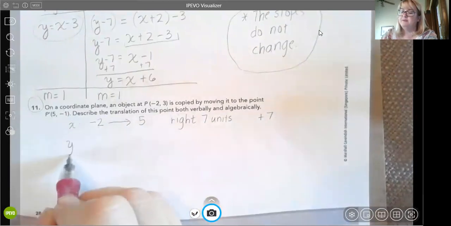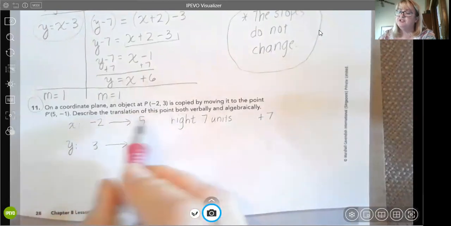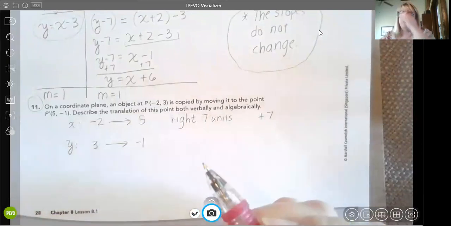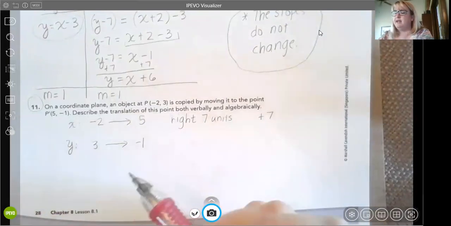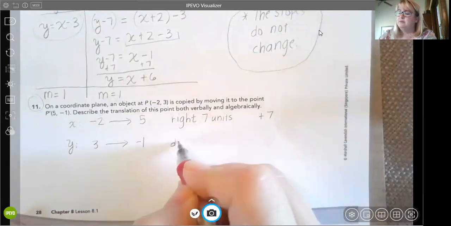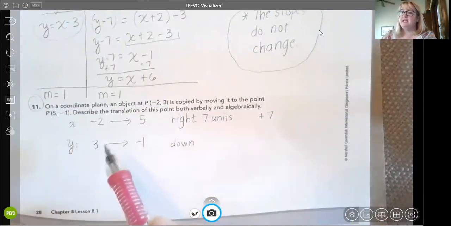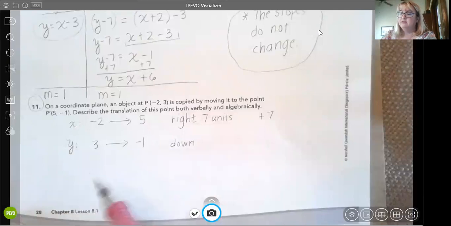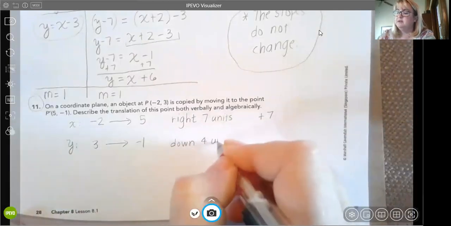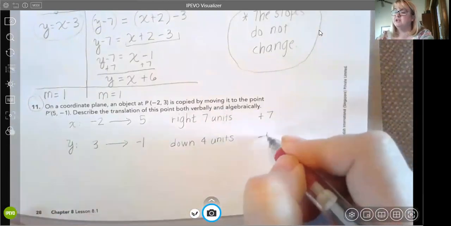Let's look at the y movement. The y value is 3 at P, and then it moves to -1. All right, y, we're moving up or down. Okay, so if we start at 3 and we go to -1, did we move up or did we move down? Well, we went down. Now, how many units do you need to go down if you start at 3 and end at -1? Well, that would be 4 units. Okay, and if I go from 3 to -1, am I adding 4 or subtracting 4? Very good, I'm subtracting 4.